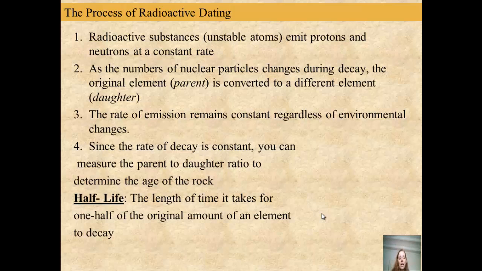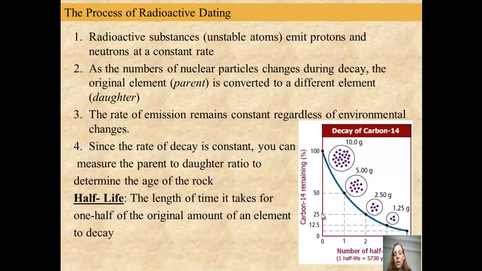Half-life is the length of time it takes for 1/2 of the original amount of an element to decay. So looking at this graph of carbon-14, if we started out with 10 grams of carbon-14, one half-life is going to be when that 10 grams is reduced to 5. 2 half-lives is going to be when that 5 is reduced to 2.5. 3 half-lives is when the 2.5 is reduced in half to 1.25, and so on.